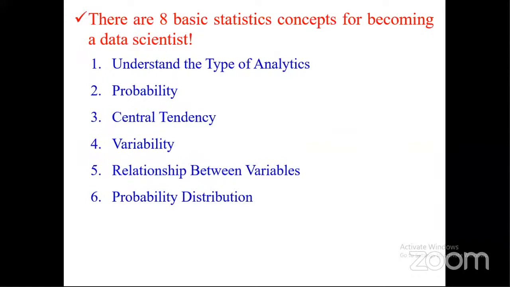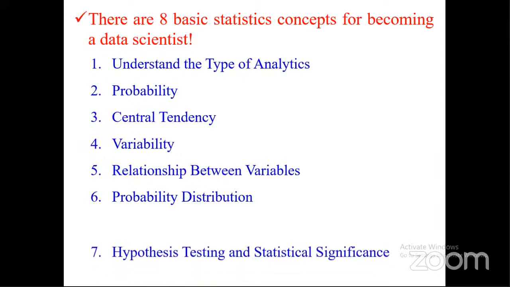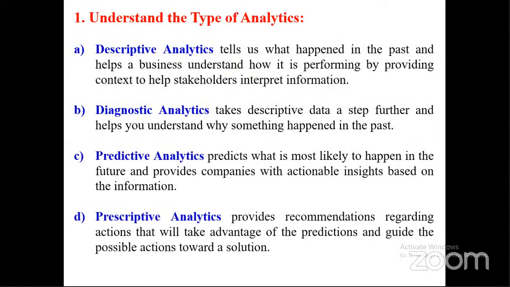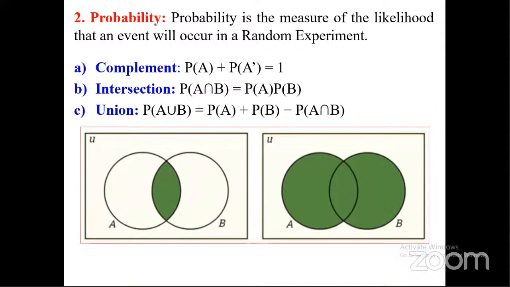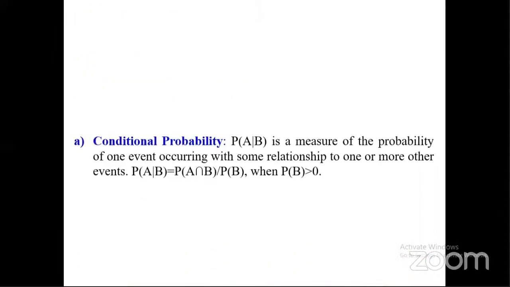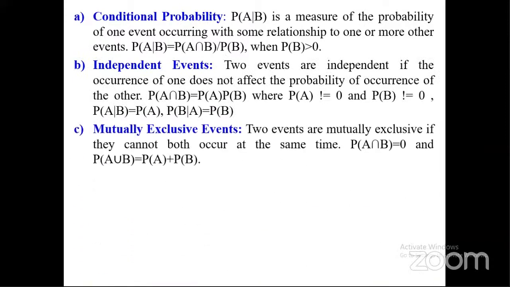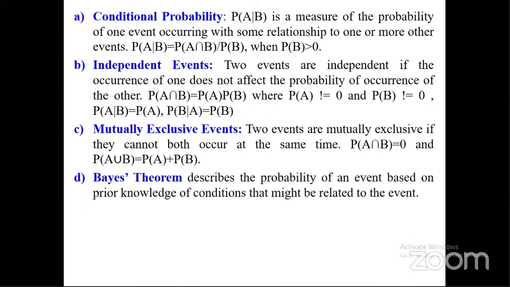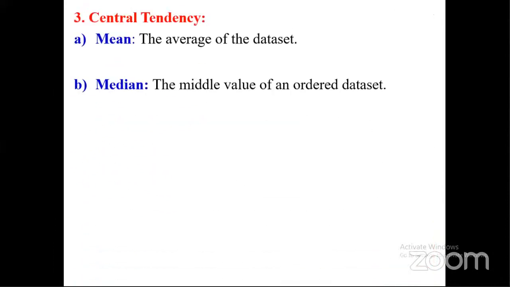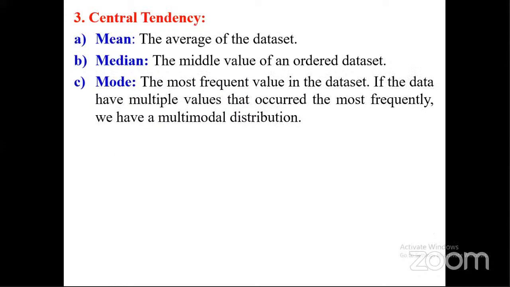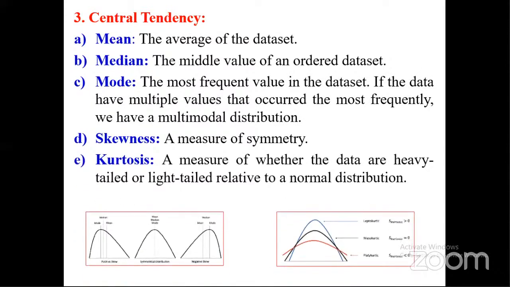Understand the types of analytics, probability, central tendency, variability, relationship between variables and probability distribution, hypothesis testing, and regression. I'm going to show you types of analytics like descriptive, diagnostic, predictive, prescriptive analytics. I'm going to show you practicals. Then probability, I think everybody knows: complement, intersection, union. Then conditional probability, independent events, mutually exclusive events, Bayes theorem, which I have just explained. In central tendency, we are calculating mean, median, mode, skewness, kurtosis. These are the things we are applying in central tendency.